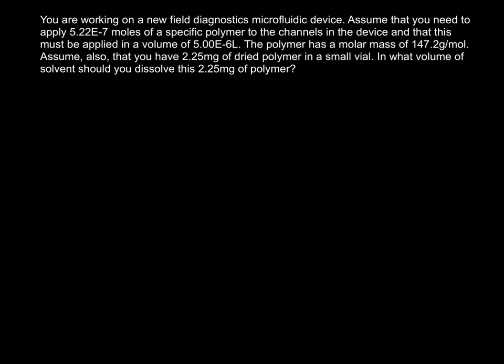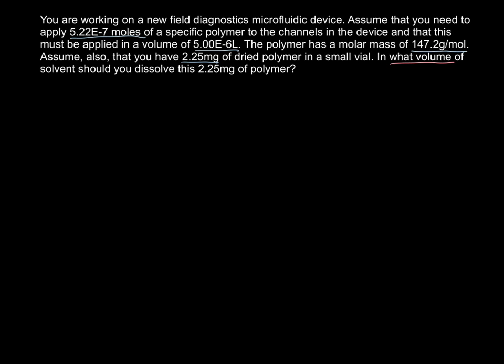So to solve this problem, like pretty much any other chemistry problem you might encounter, we should start by identifying what the problem gives us and what it's asking for. It tells us that in our device we must apply 5.22 times 10 to the negative 7th moles of a polymer, and that it must be applied in a volume of 5 times 10 to the negative 6 liters. We are also told that the molar mass of the polymer is 147.2 grams per mole, and that we have 2.25 milligrams of this polymer to work with. What we are trying to find out is in what volume of solvent we should dissolve this polymer.